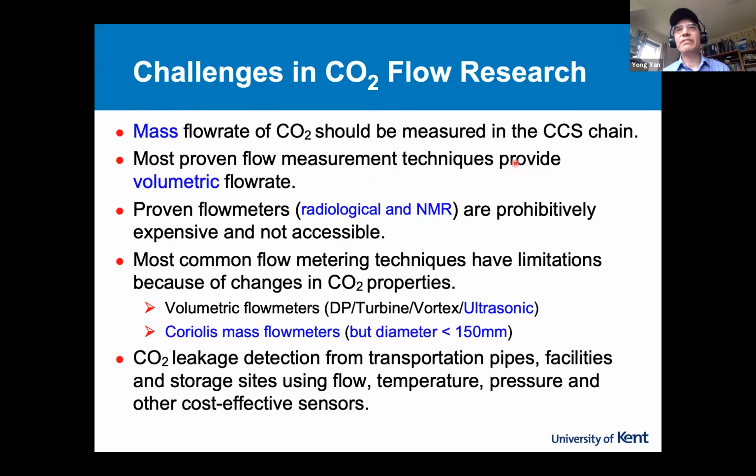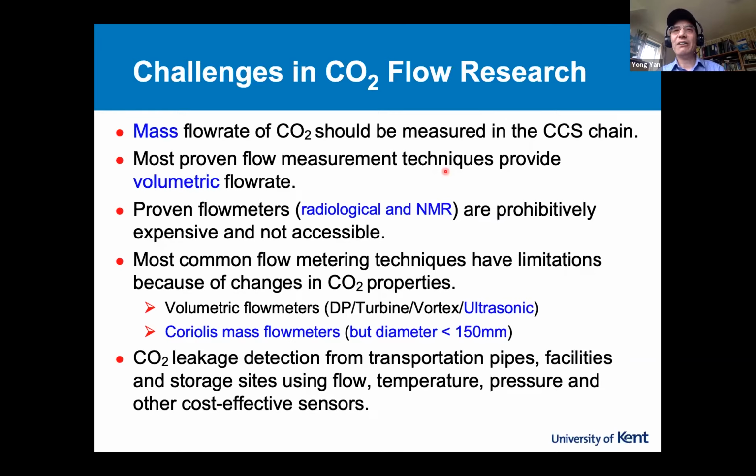So why is it difficult? What we want to know is the mass flow rate or total mass of a process, simply because of the rapidly changing phase of CO2. Mass gives us more accurate accounting. Unfortunately, current flow metering techniques can measure volumetric flow rate, not mass.